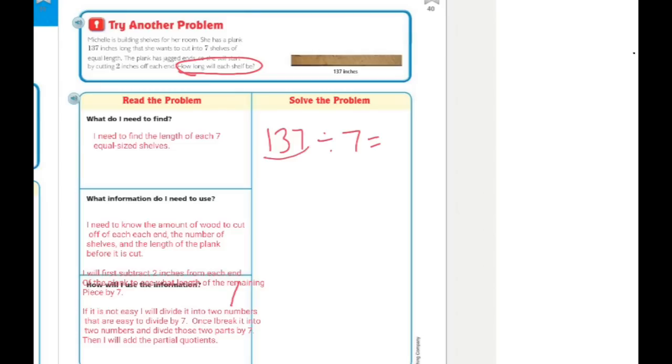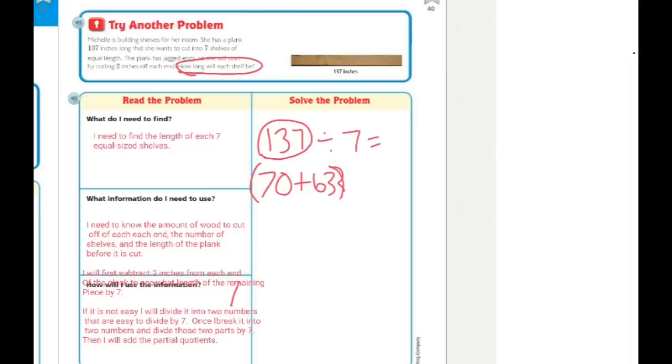So if I take this 137 and I break it up into 2 parts, I know that 7 goes into 70 10 times. So that's a pretty easy one. So if I do 70, and then what's left over after I do 70? Well, 70 plus 63 is 137.